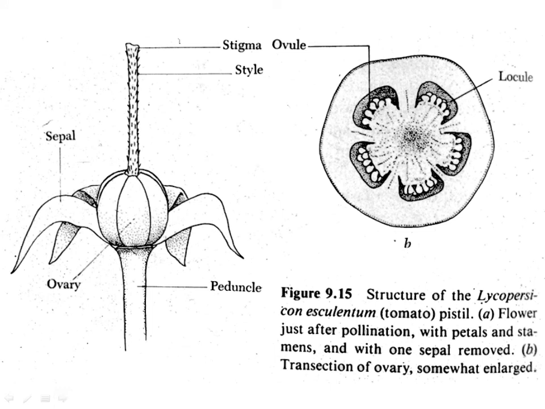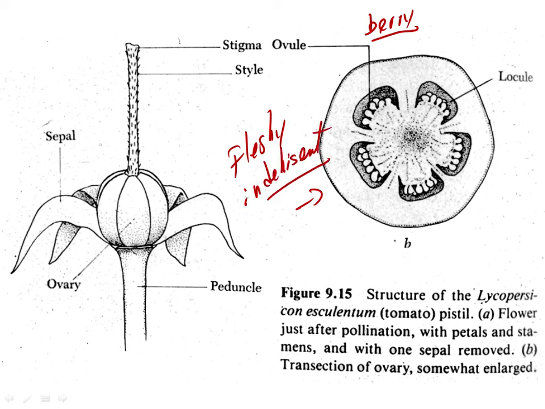Here's a berry. Like tomato, it's a fleshy fruit, completely fleshy. It's fleshy and indehiscent. There's no real way that fleshy fruits can open, right? They're fleshy and they don't have a way to split open when they dry out because they don't dry out. So tomato is a perfect example of that. And Solanum lycopersicum is the genus and species for tomato.